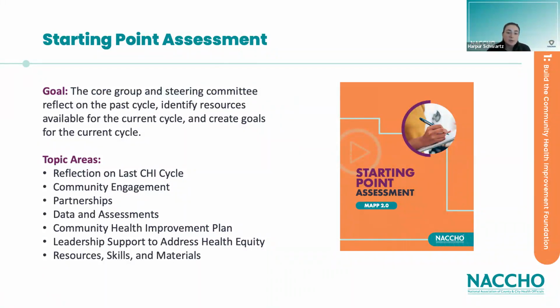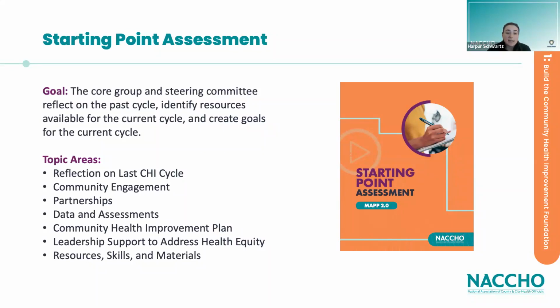And the tool explores the following topic areas. We have a general reflection on the last cycle, including what went well and what did not go well. We have how the community was engaged in the past cycle and how they could be better engaged in this cycle. The landscape of partners who have been involved in the past and what they contributed to MAPP, and opportunities for improvement in diversifying partnerships.